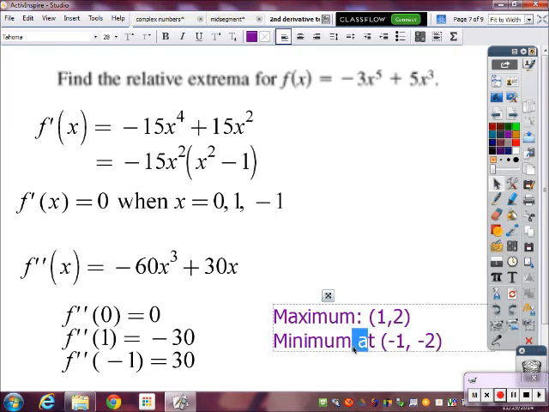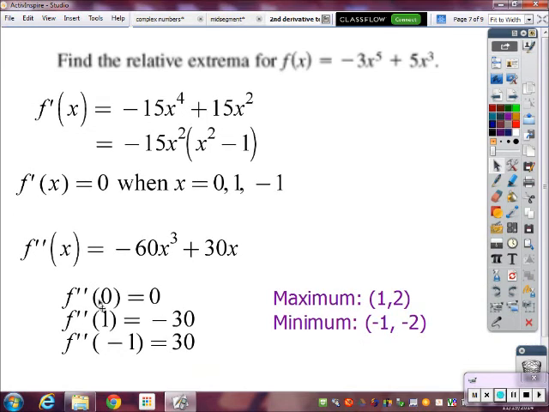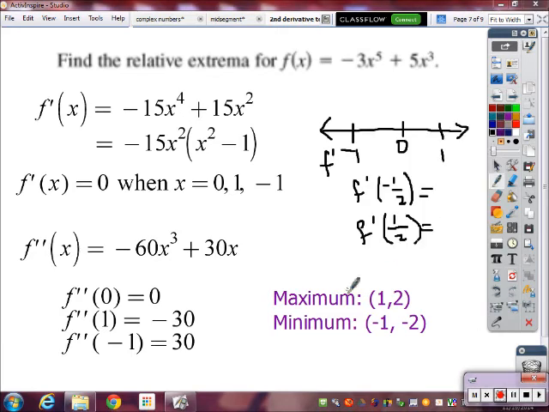And then the last thing I need to do is test x equals 0 using the first derivative test. So I'd create a sign chart and find if it was an extreme value that way. I would take my critical values and place them in a sign chart for the derivative, and I'm really only concerned with 0. I already know about negative 1 and 1.